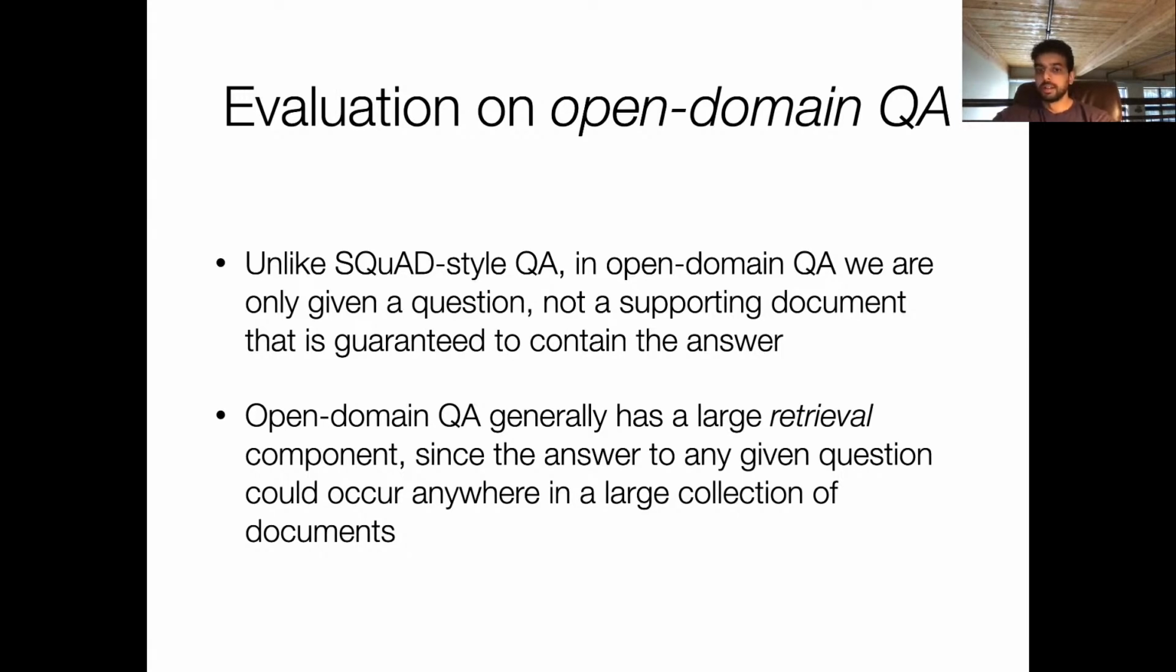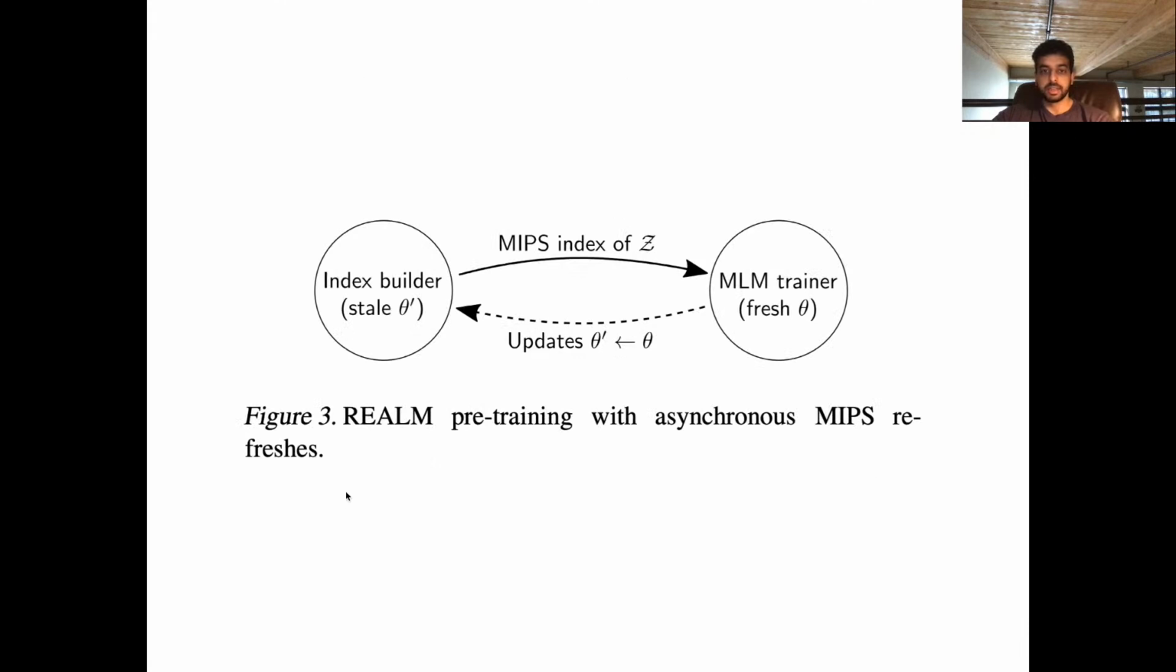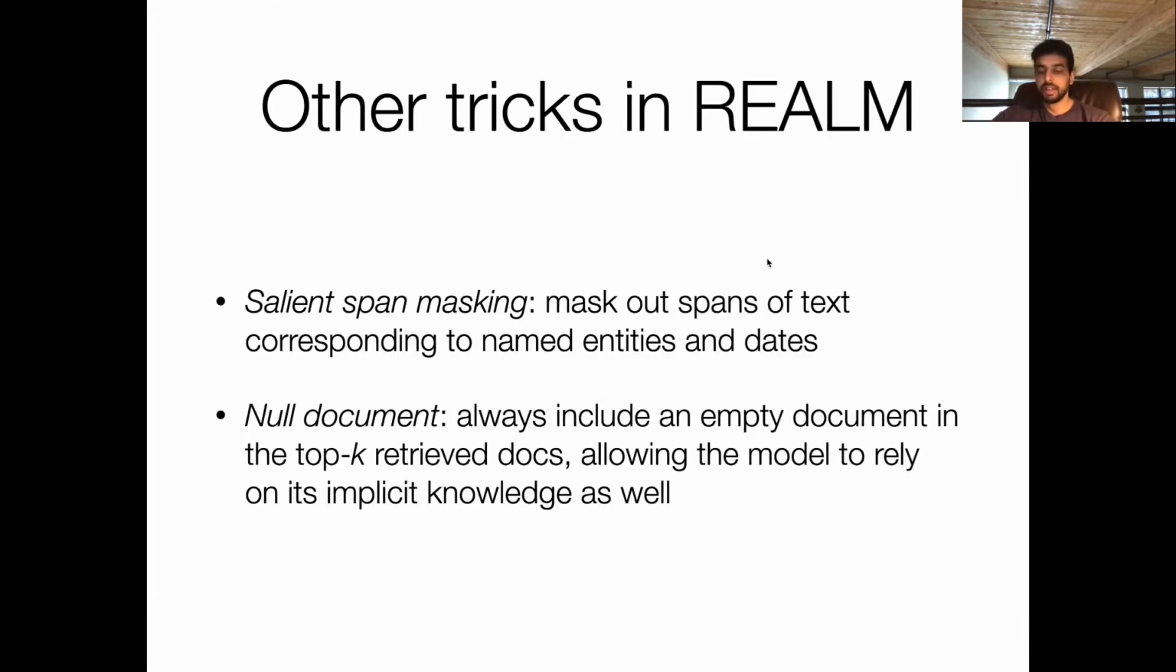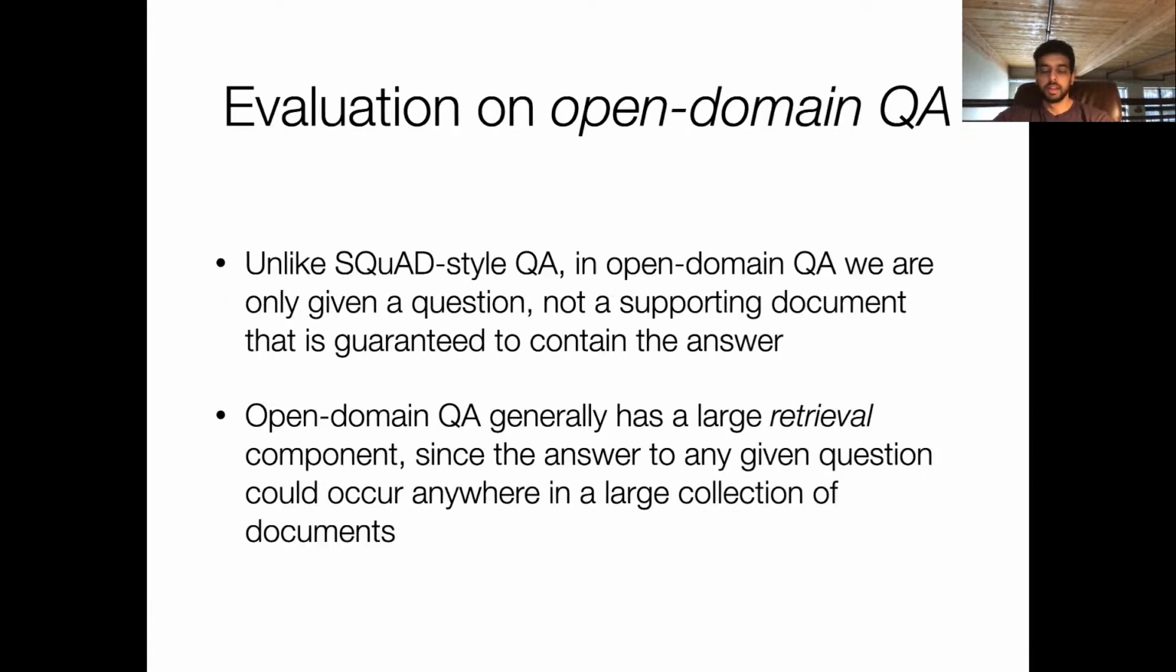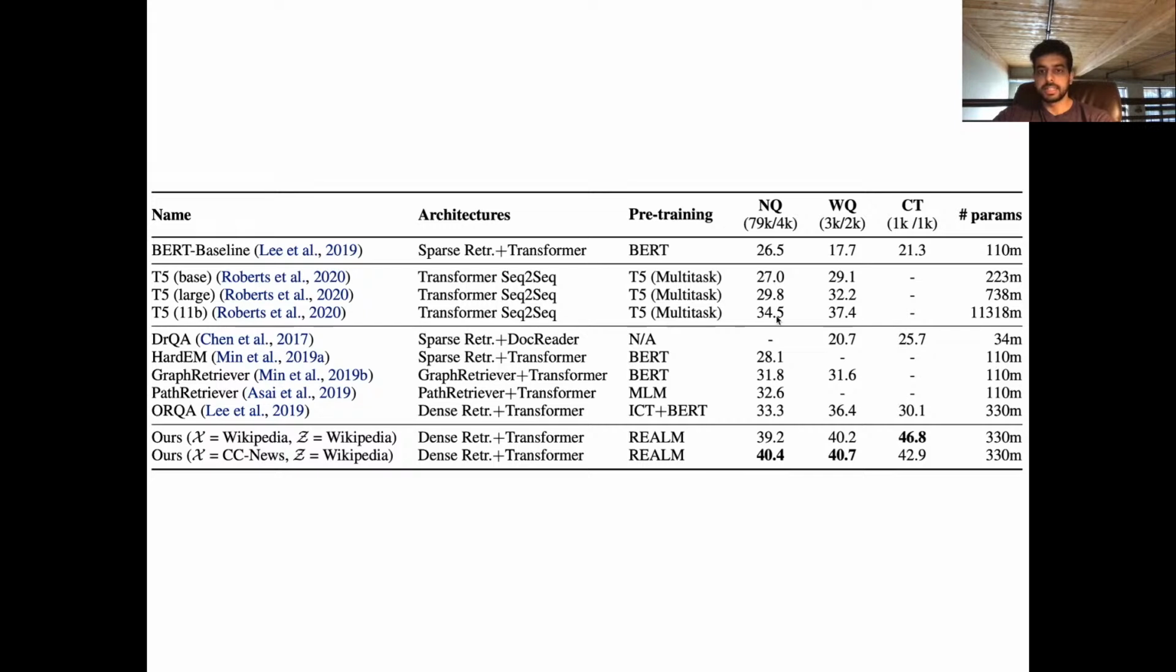So they use this Realm model, which has been pre-trained on this masked language modeling task and then fine-tuned on various different open domain QA data sets. And I just wanted to give some highlights here. The NQ here is Natural Questions, which is a popular data set. And you can see that the BERT baseline model for this task was giving us a score of about 26.5. And the Realm model here, which includes this retriever with a knowledge source of Wikipedia, is hitting about 40.